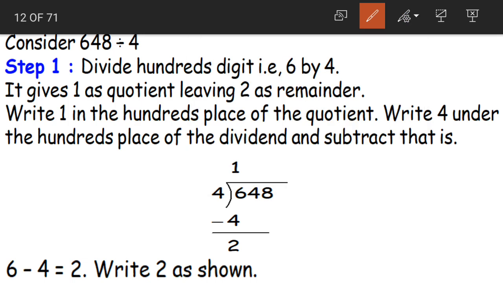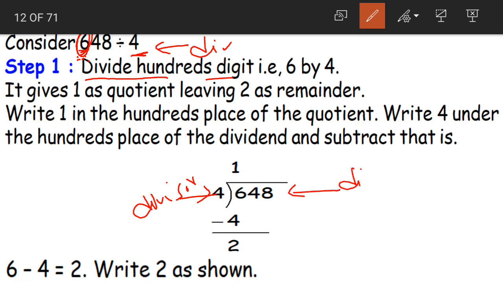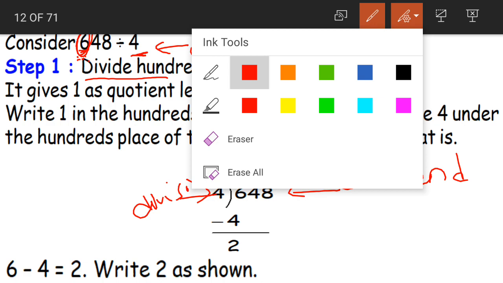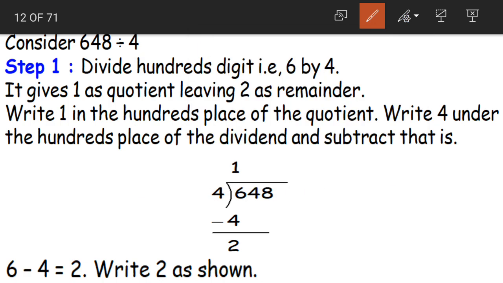Yes children. So here the first step would be to divide the highest place value, that is hundreds. We need to divide the first digit from the left, that is 6. Now 6 divided by what? The divisor 4. Yes, 4 is the divisor. 648 is what? Our dividend. You remember this children? The terms used in division.